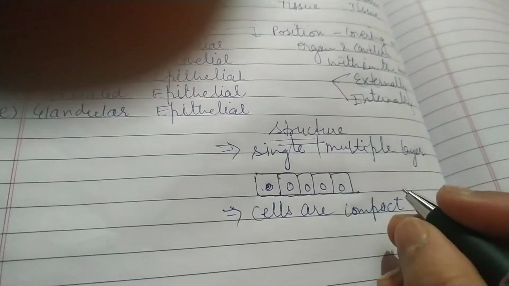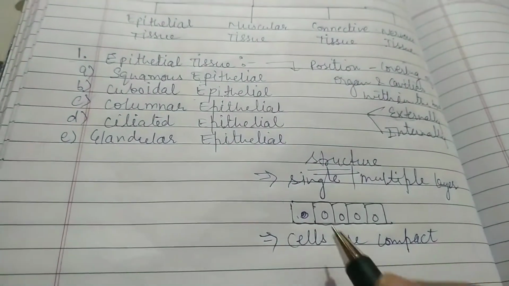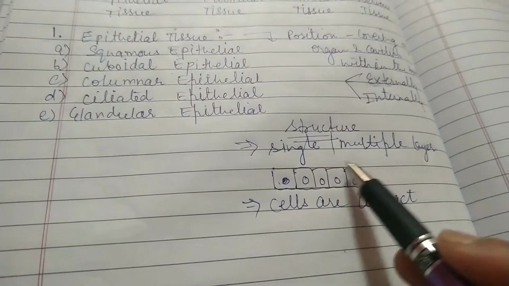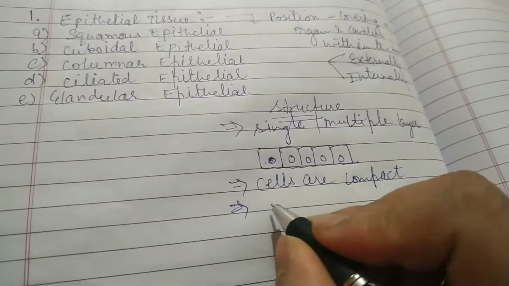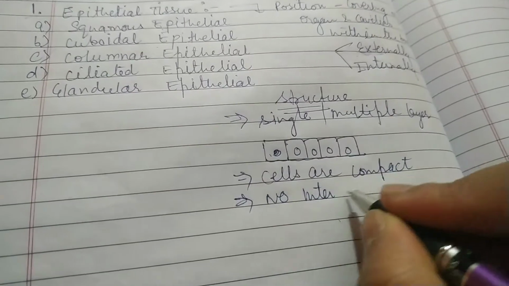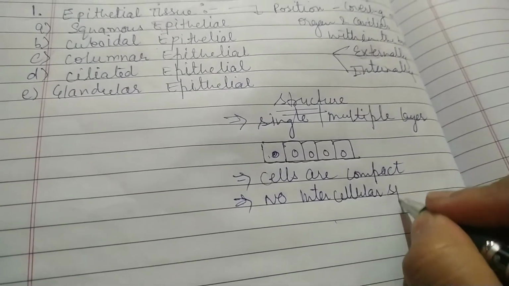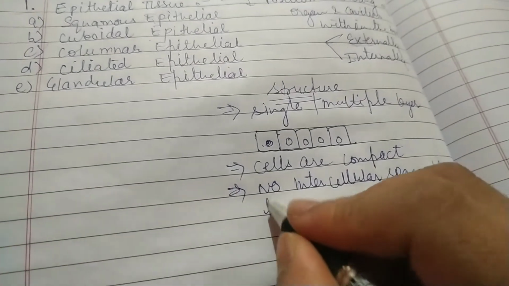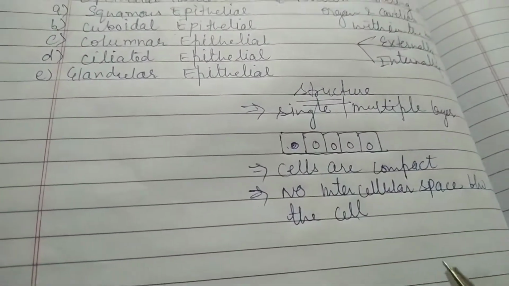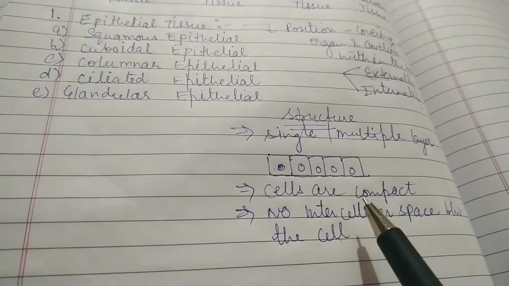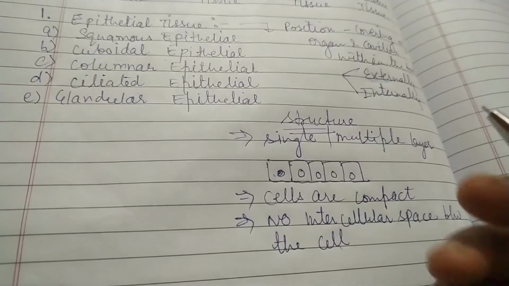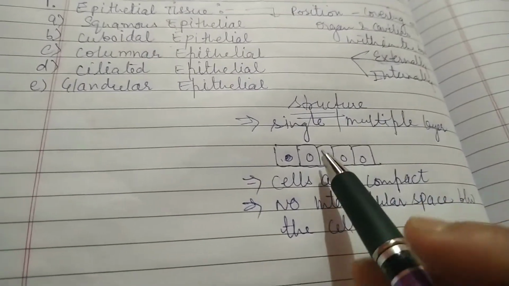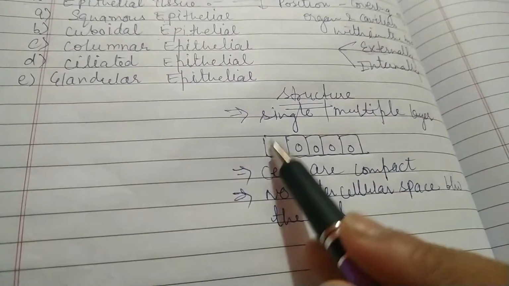So if the cells are compact, what can you say? You can say that there is no intercellular space between the cells. According to the structure, these cells are compact and closely packed, so there is no intercellular space between the cells.